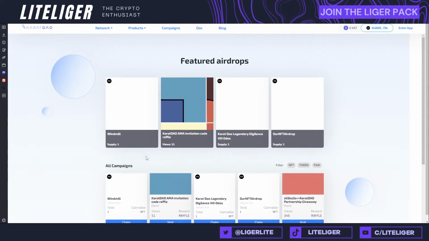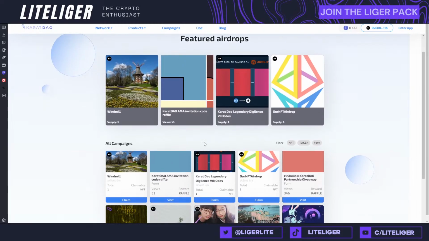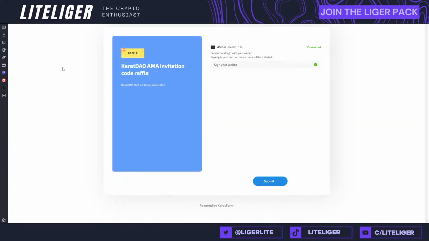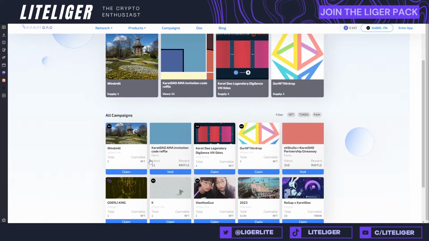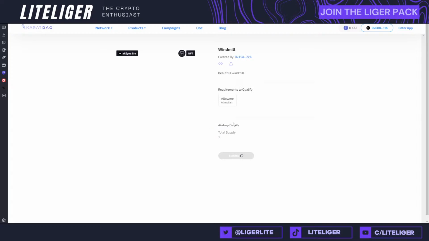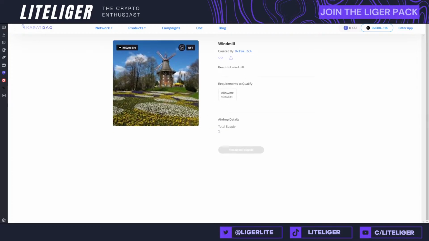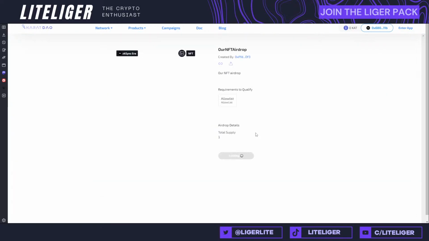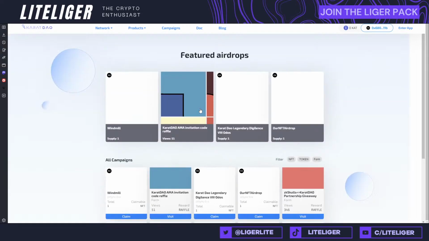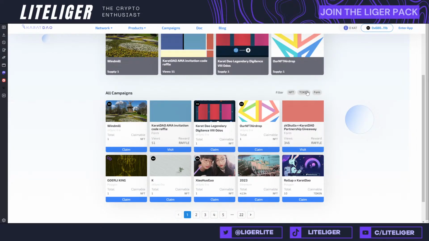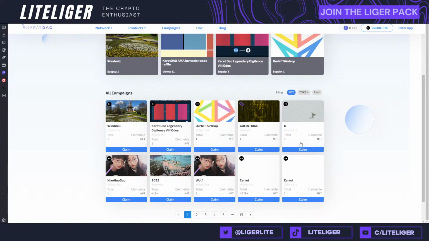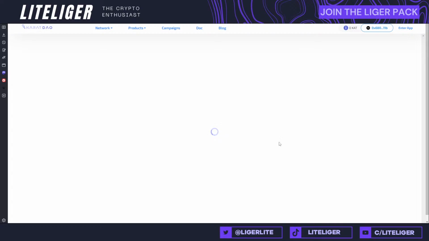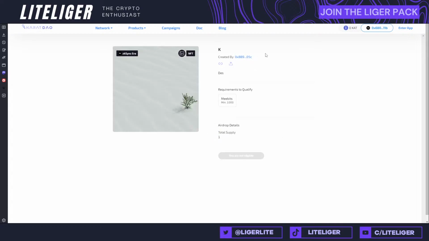There are some airdrops here apparently, which you can claim. Let's see if we can actually claim anything on the site, because that would give us transactions. Let's see, like a windmill. You are not eligible. Our NFT. Okay. Yeah, we're not able to claim anything here on the site, so let's ignore that and go into our next step.